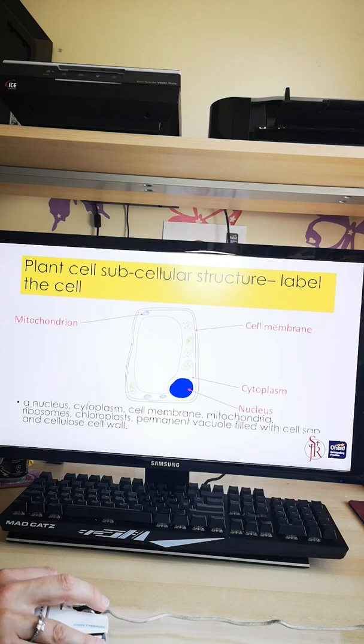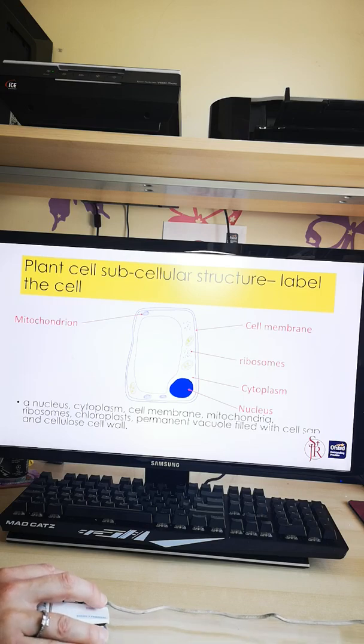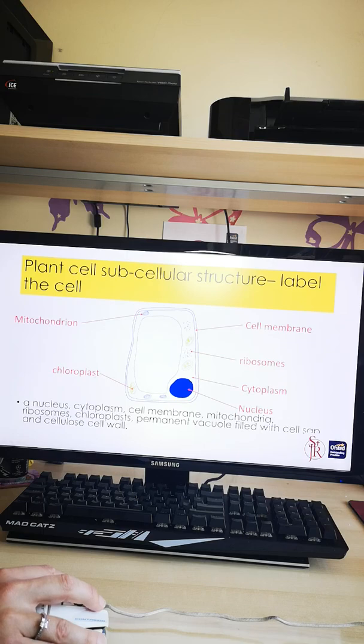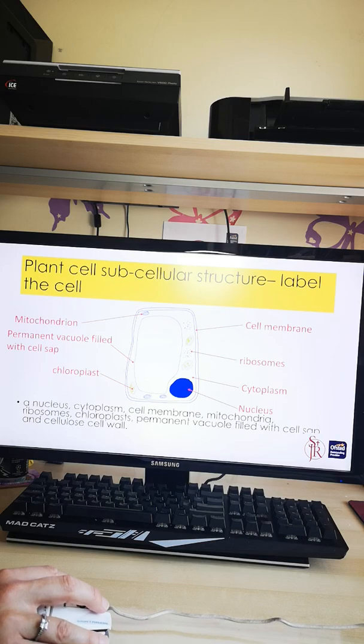Ribosomes. We've got 2 sort of groups of ribosomes in this cell. Chloroplast, so a new structure in our plant cell, a permanent vacuole filled with cell sap, and the very outer boundary, the cellulose cell wall.